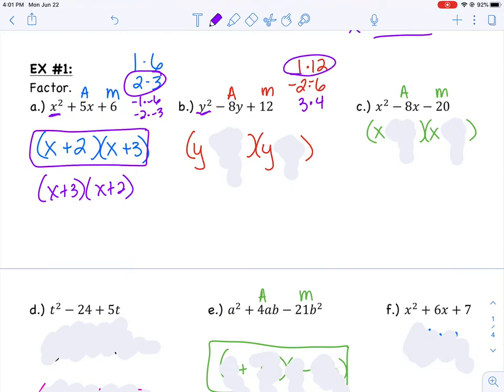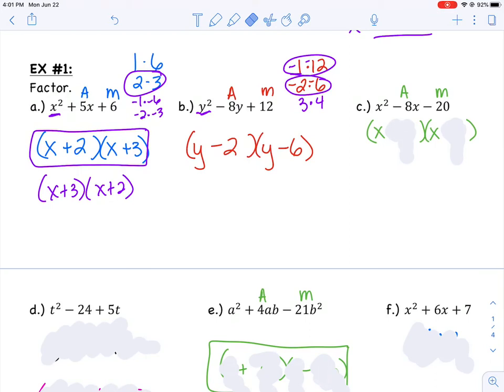If you look at 1 and 12, those are going to add to 13, aren't they? If I do a negative 1 and a negative 12, those are going to add to negative 13. So what pair is going to multiply to positive 12 but add to negative 8? It looks like negative 2 and negative 6, right? So negative 2 and negative 6 would be the numbers that go inside.